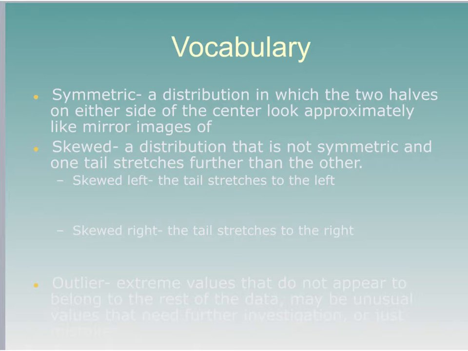A distribution is symmetrical if the two halves on either side of the center look approximately like mirror images of each other. Symmetric, we generally say mound shaped. Symmetric can look like this. Could also look like this, where you have a line of symmetry.